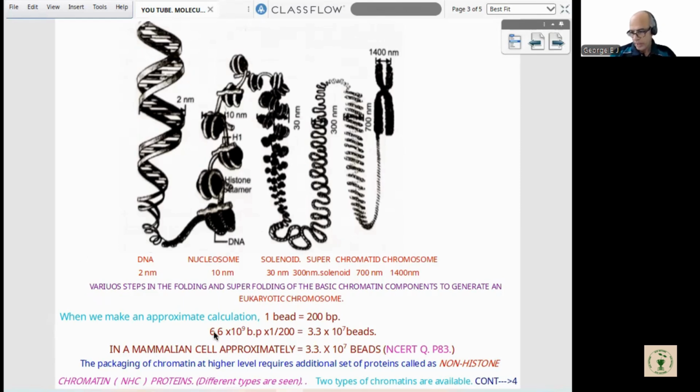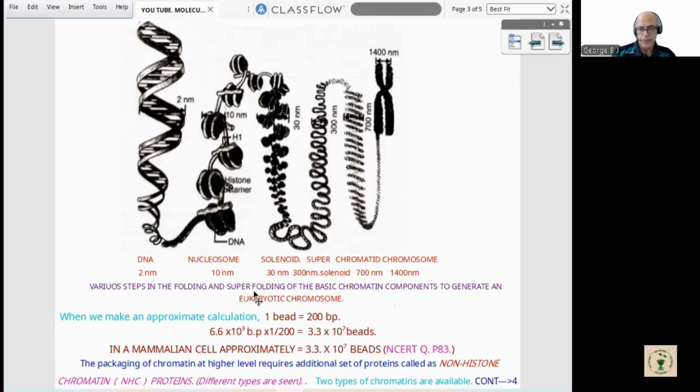Now, various steps in the folding and superfolding of the basic chromatin components to generate a eukaryotic chromosome. This is the heading for these diagrams. In the present NCERT, I think this diagram is not there. It's very clear, easy to follow. Size comparison we can easily make. Again, a match the following type question. Each item, DNA, nucleosome, solenoid, super solenoid, chromatid, chromosome, and the bottom values will be changed and you give the correct match. A fill in the blank type question is also possible.